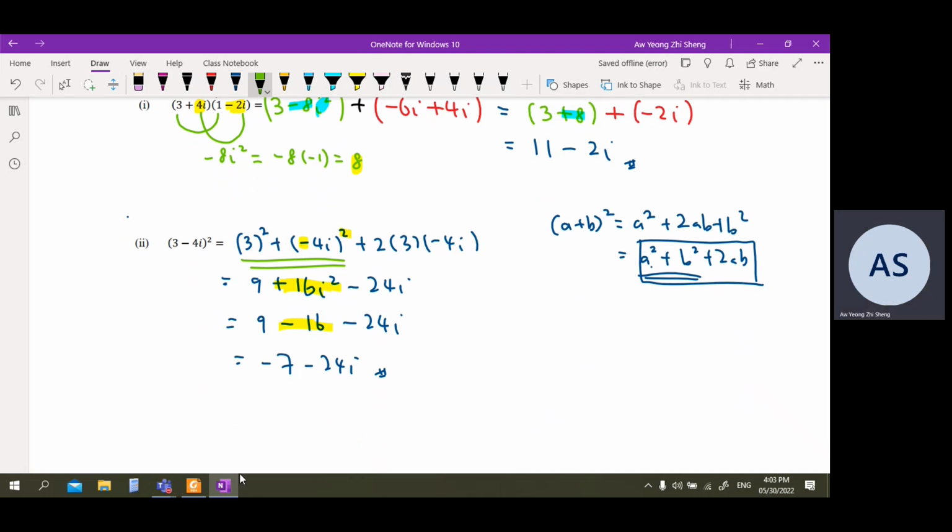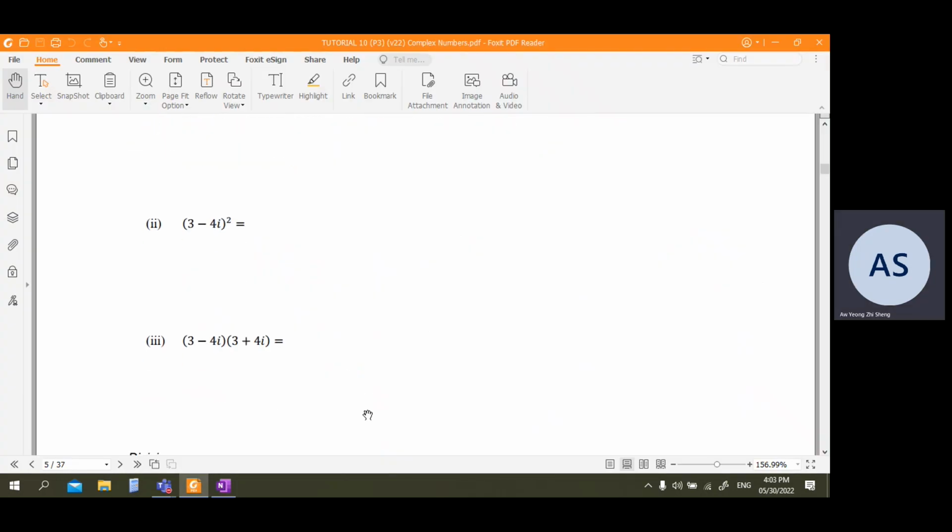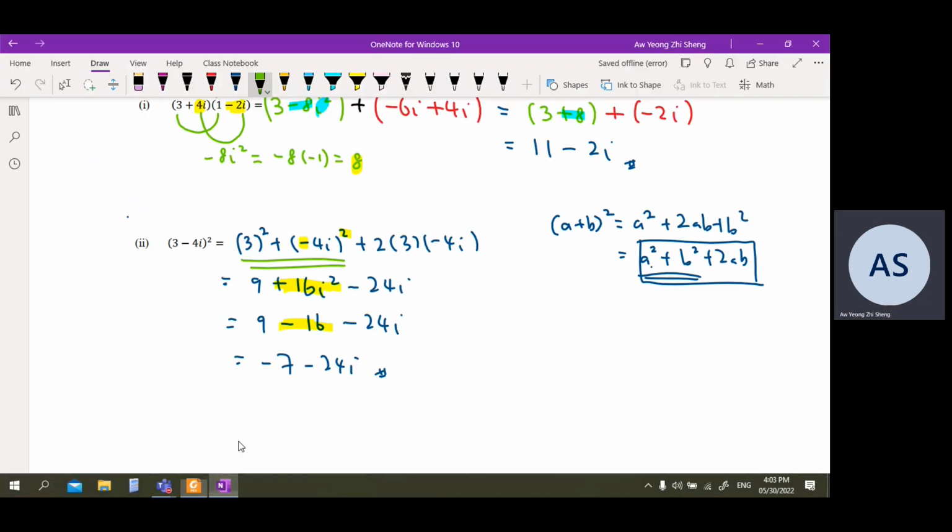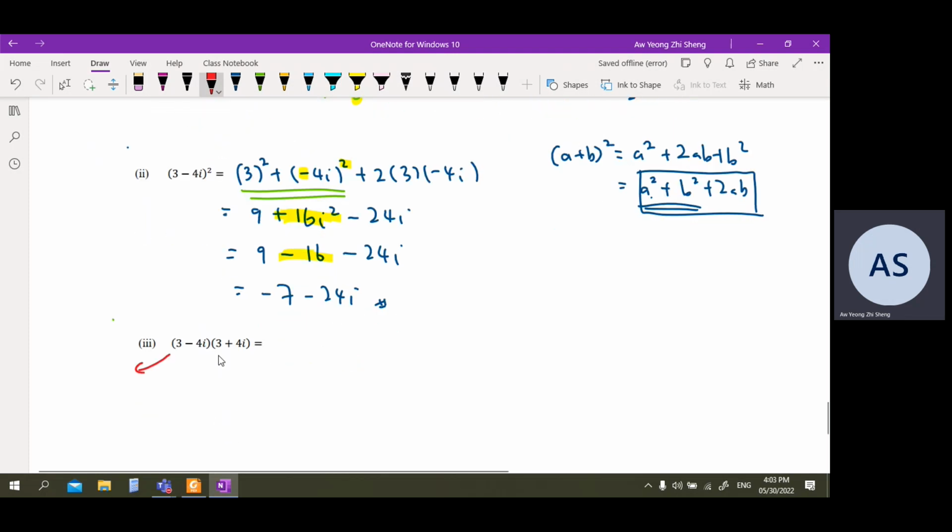Okay, and the third one, 3 minus 4i times 3 plus 4i. Okay, this is a product of a conjugate pair. And 3 minus 4i and 3 plus 4i, they are obviously a conjugate pair because the real term 3 is the same. The imaginary terms have opposite signs. So this is a product of a conjugate pair.